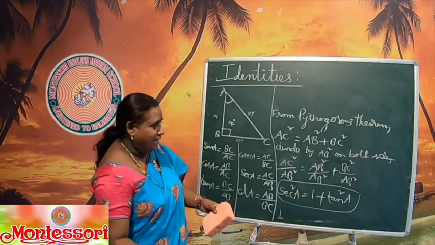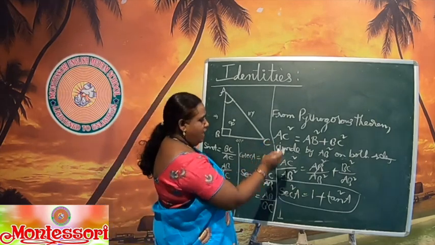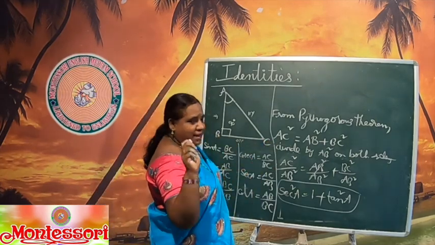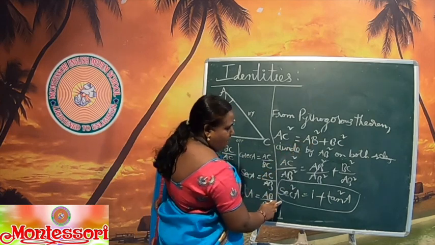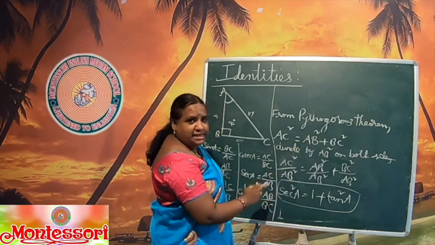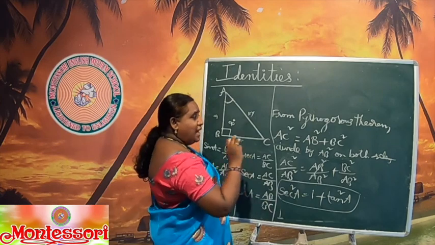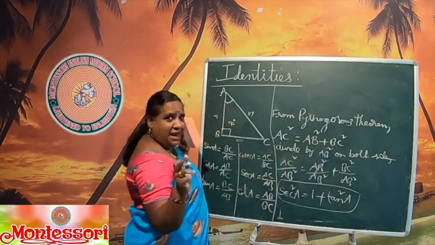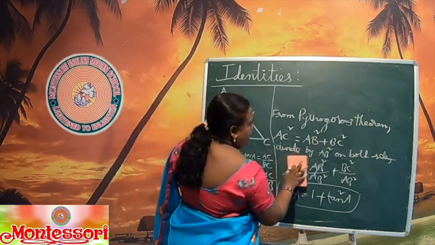Now I think you understood. First I divided this with AC and got sin square A plus cos square A is equal to 1. Then I divided with AB and got the second identity, sec square A is equal to 1 plus tan square A. Now I am going to divide with BC. Are you ready? You can try on your own.